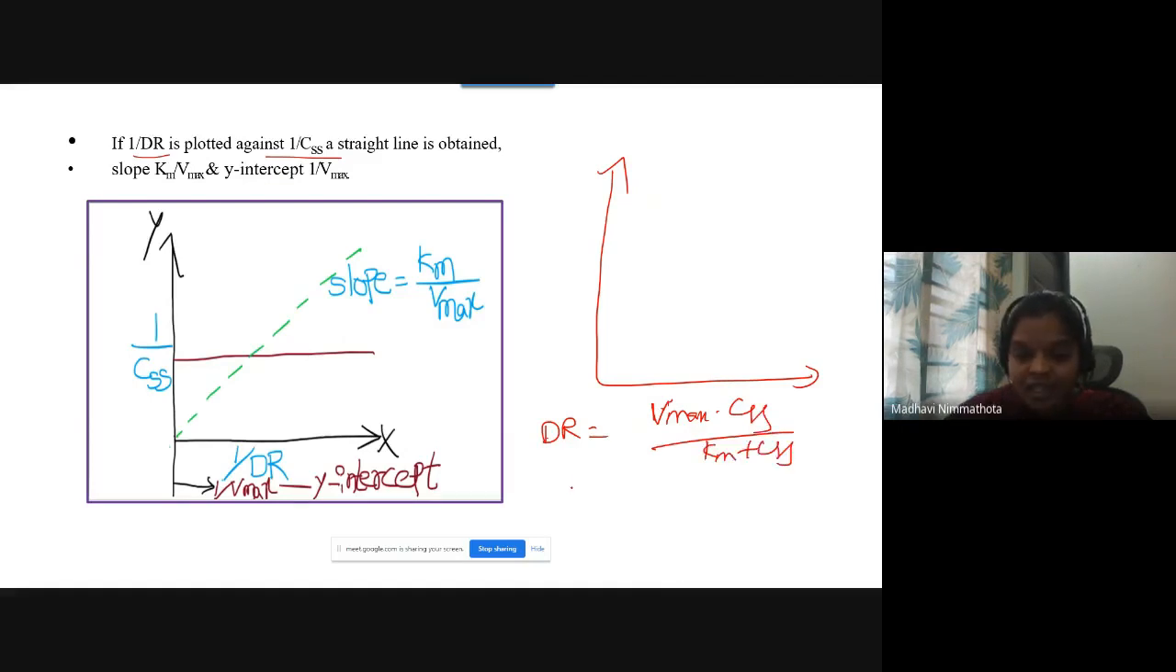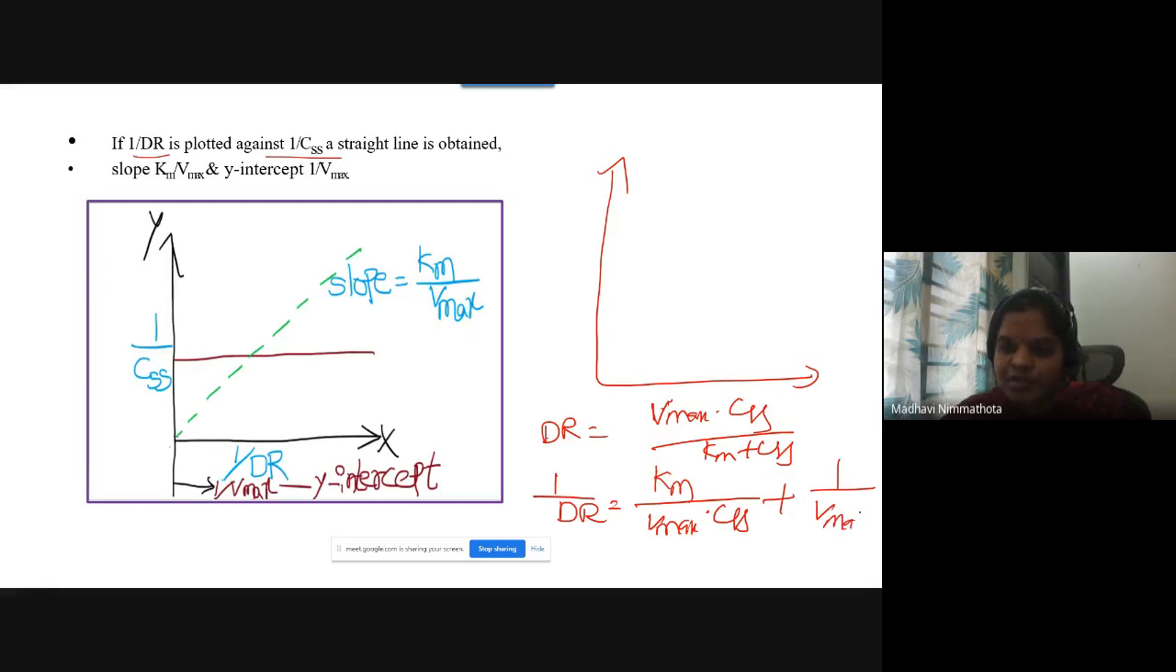Okay, by learning these equations, you can plot a graph. Without learning the equation, you cannot plot the graph. So the reciprocal of this equation is our linear Burke plot. So how will you get the reciprocal? Km divided by Vmax into CSS plus 1 by Vmax. This is the reciprocal, the linear Burke plot.